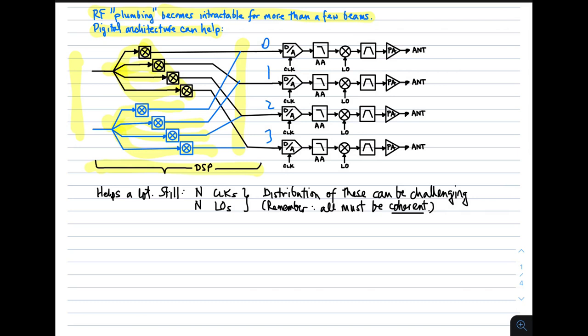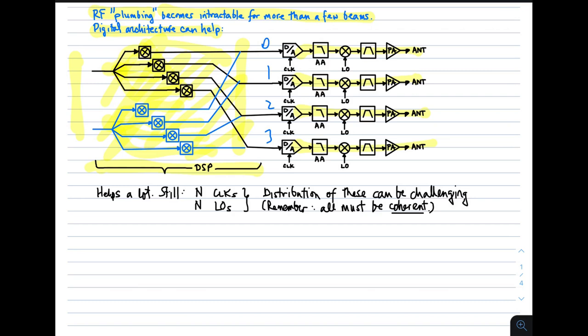From that point, then we implement the D to A converter, the anti-aliasing filtering, the up conversion, the filtering, and so on. But the idea here is that we only have to do each of these N times. We only need one of these signal chains for each of the N elements, not one of these for each of the beams. So when the number of beams is greater than the number of elements, then this certainly becomes a smart way to do it. And it might be necessary given the difficulty in implementing the interconnects in the analog domain and the relative simplicity of doing that in the digital domain.